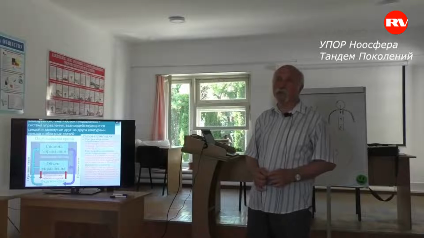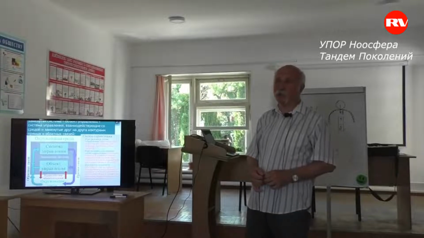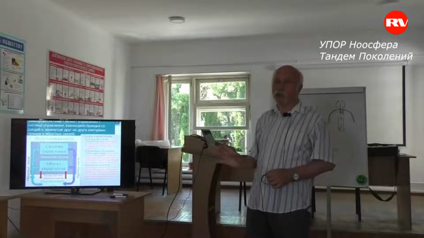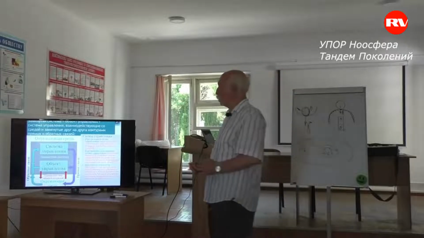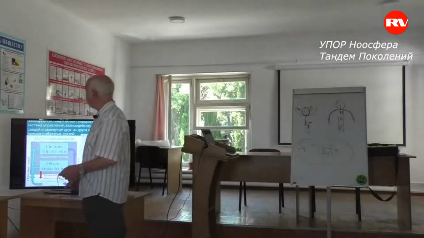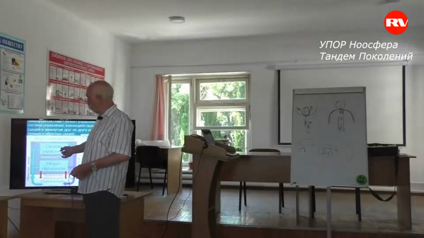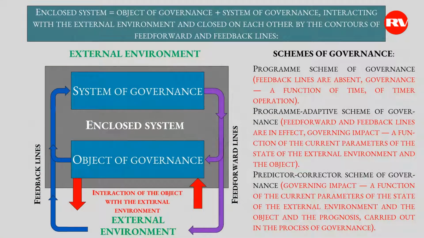Further, theory of governance presupposes an understanding of what an enclosed system is. Moreover, here one must understand that the words enclosed and isolated are not synonyms. That is, enclosure is understood as the interaction of the system of governance and the object of governance, which are connected to each other by chains of feed-forward and feedback lines. Feed-forward lines go from the system of governance to the object of governance, and feedback lines go from the object of governance to the system of governance.